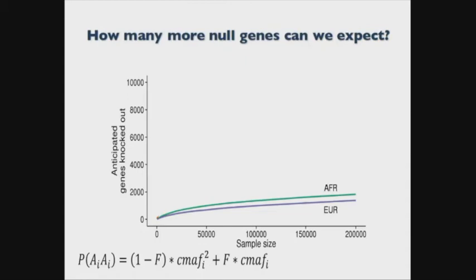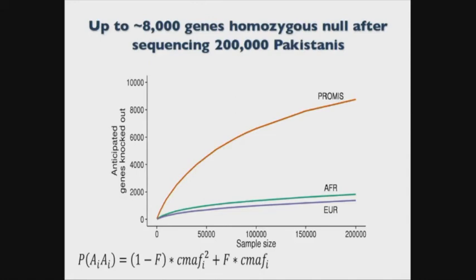And so this is the rate that we project, with sample size on the x-axis and number of genes knocked out. In outbred populations, there's a plateau in the range of about 150 to 200,000 individuals. But if you focus on a population like PROMIS, the Pakistani cohort, where the inbreeding coefficient is a bit higher, then we estimate that with about 200,000 Pakistani sequenced, you'd identify about 8,000 genes that are in the homozygous null state in at least one participant.